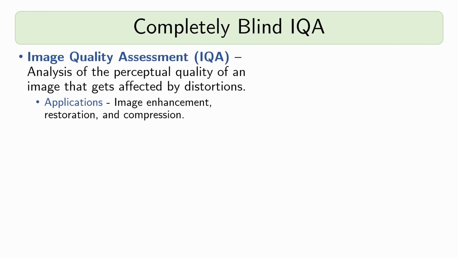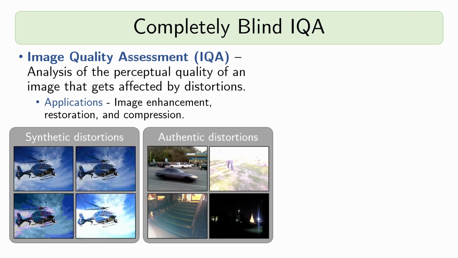Image quality assessment, or IQA, refers to the analysis of perceptual quality of an image that gets affected by distortions. For example, synthetic distortions like synthetically added blur, noise, or compression artifacts, or authentic distortions that are baked into a camera captured image like object motion blur, overexposure, lens artifacts, or a mix of multiple distortions.